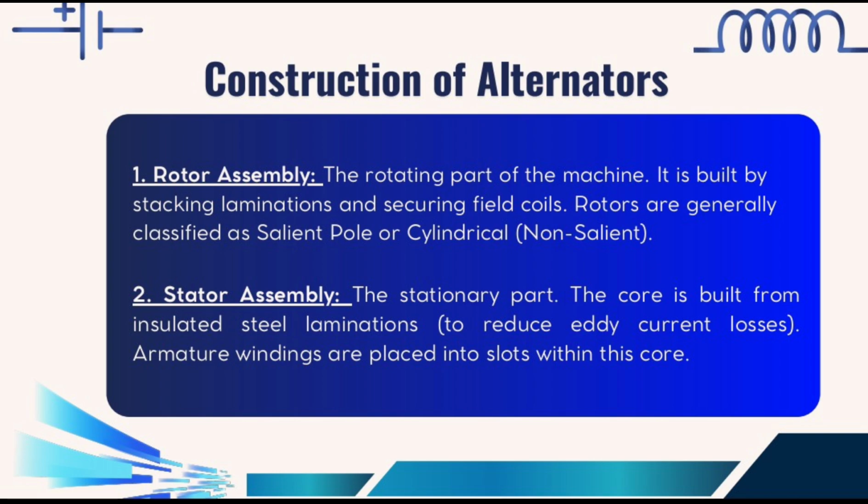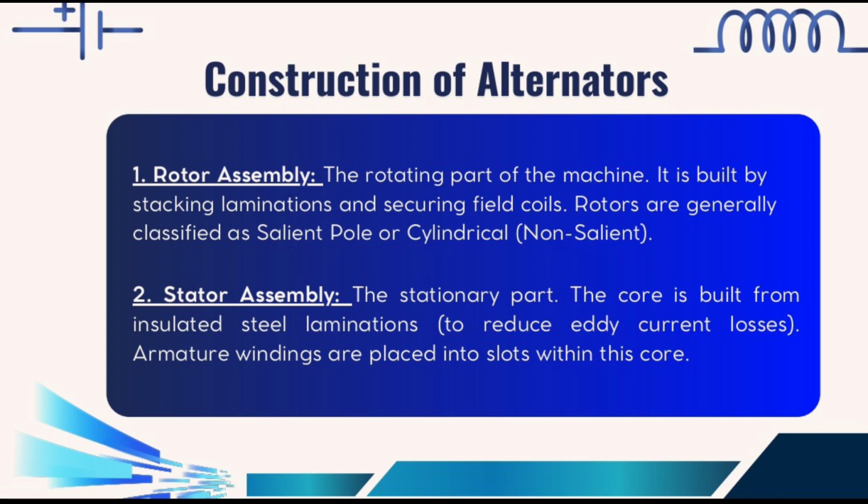First is the rotor assembly, the rotating part of the machine. It is built by stacking laminations and securing field coils. Rotors are generally classified as salient pole or cylindrical (non-salient). And second is the stator assembly, the stationary part. The core is built from insulated steel laminations to reduce eddy current losses. Armature windings are placed into slots within this core.